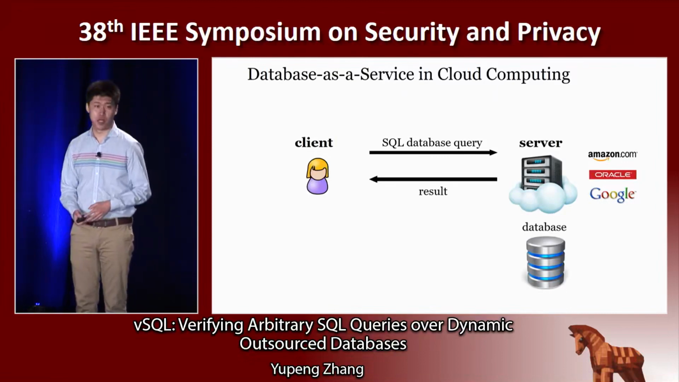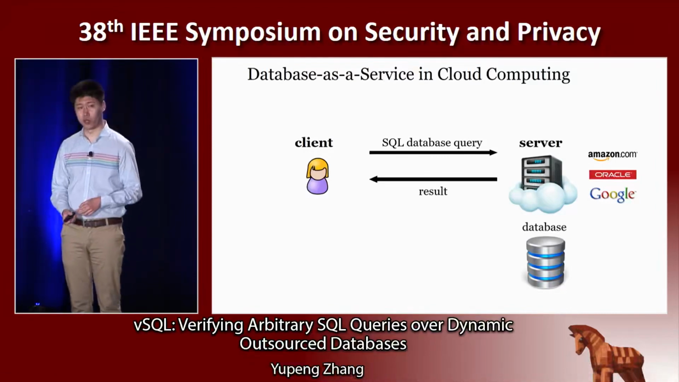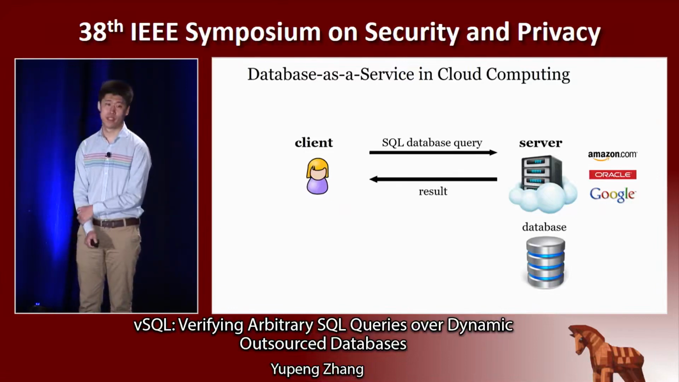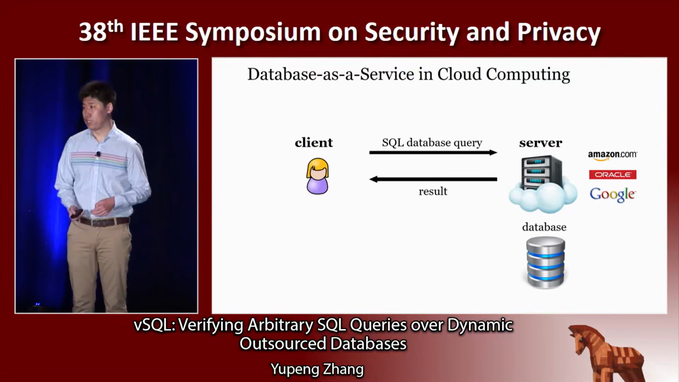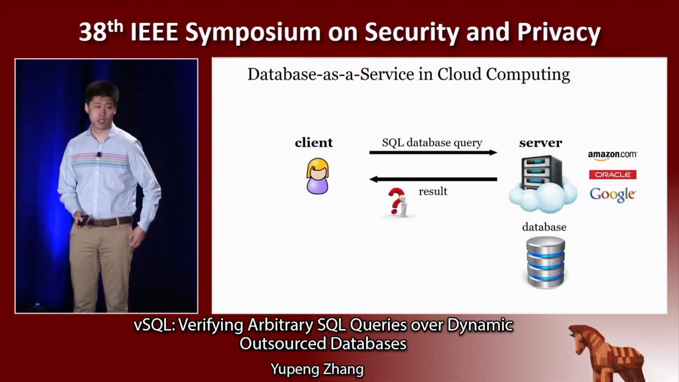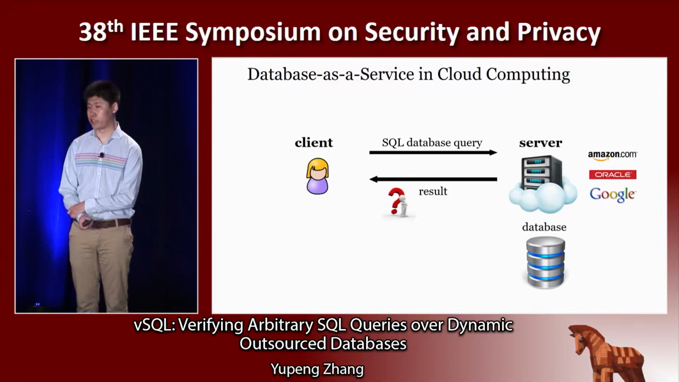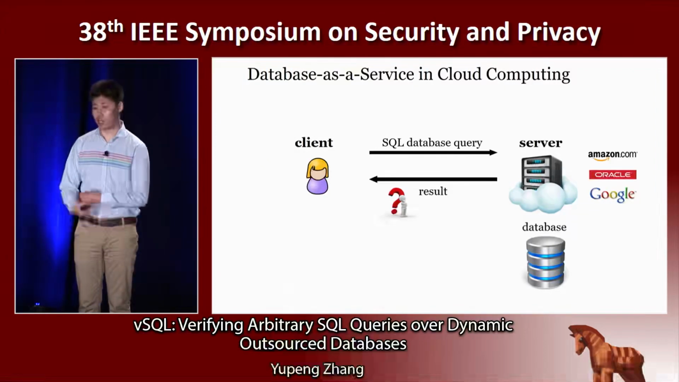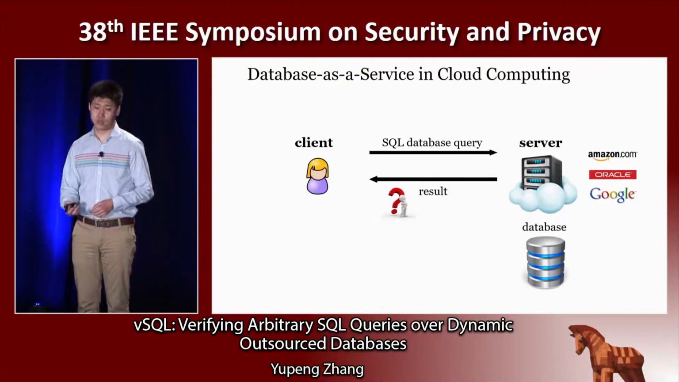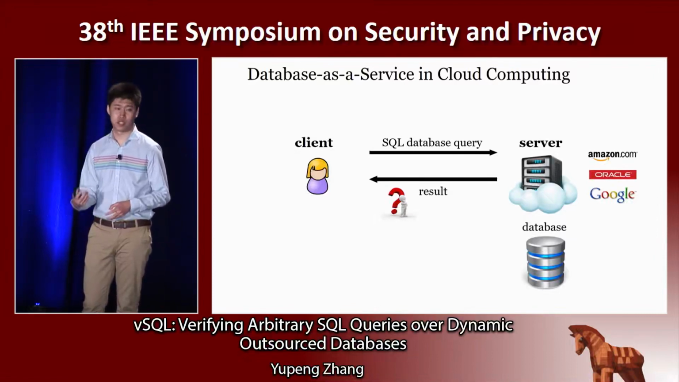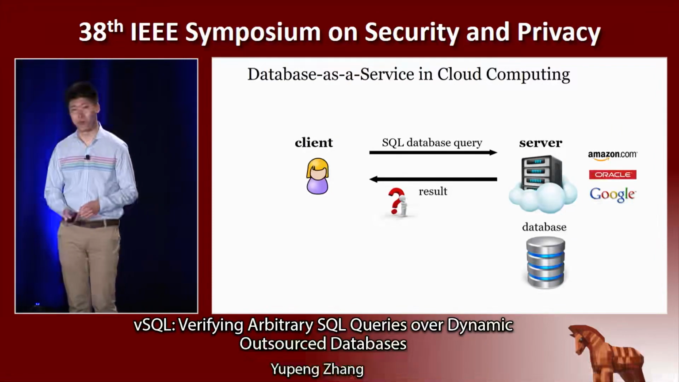This provides great benefits to end users. For example, it can reduce the local storage and computational consumption. However, despite these great benefits, it also raises new security challenges. One of them is called integrity. Namely, how can we make sure that the result returned by the server is indeed computed by this query on the database I outsourced before?